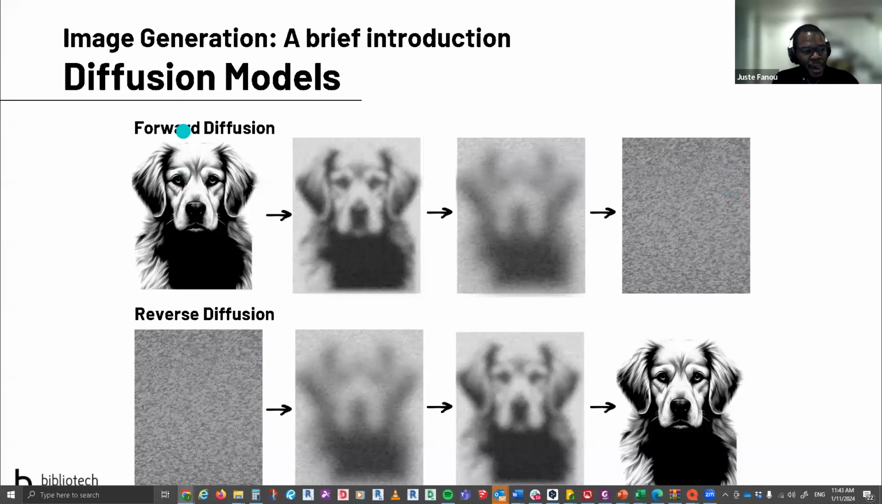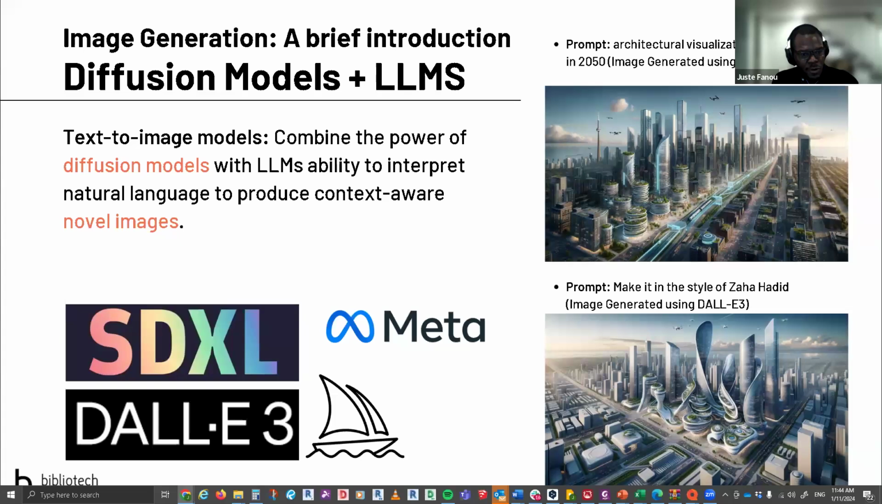But anyway, forward diffusion, adding noise, reverse diffusion, getting back to an image, and that's how we get these wonderful images that we've been seeing. Obviously that has led to text-to-image models that combine the power of diffusion models, as I've shown, with LLMs, large language models, because large language models try to understand and interpret human text. Then they're able to generate context-aware novel images.